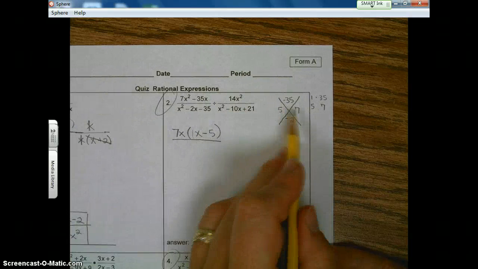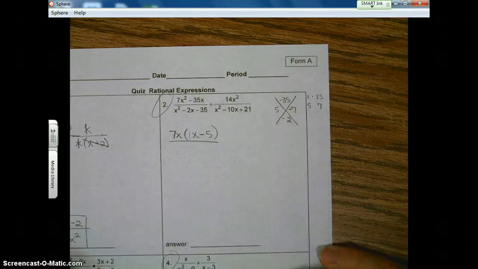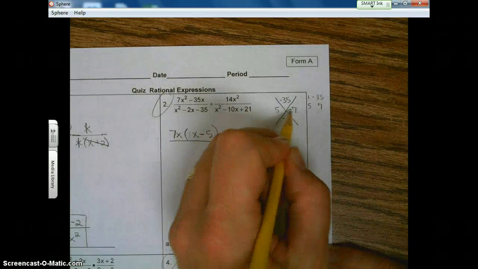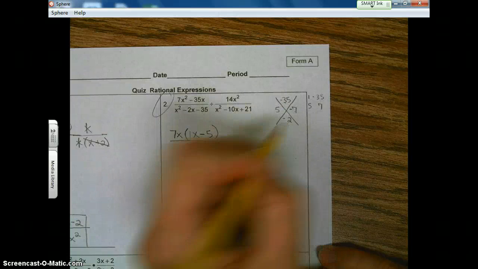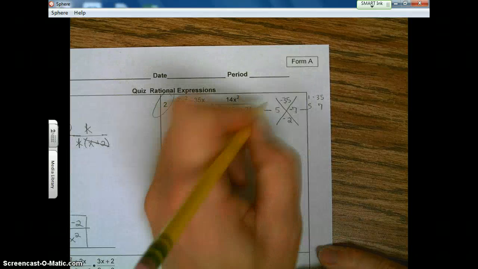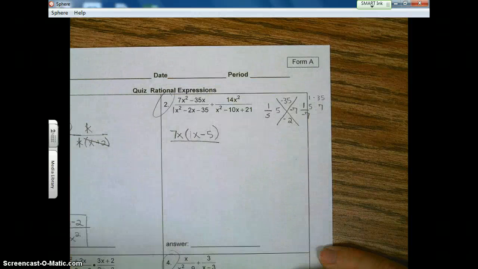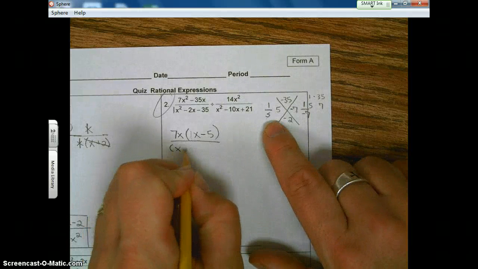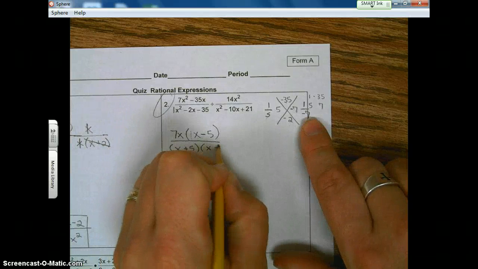Okay, I want to add these up and get a negative number. So the negative has to go on the bigger one. 5 times negative 7, 5 plus negative 7. Writing our ratios, a value is 1 over 5, 1 over negative 7. So our first factor is 1x plus 5, 1x minus 7.